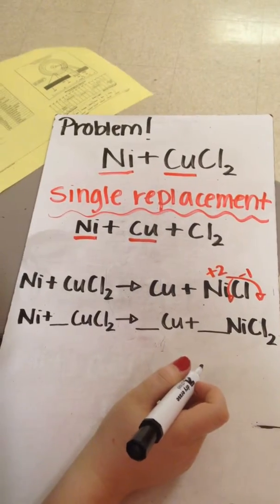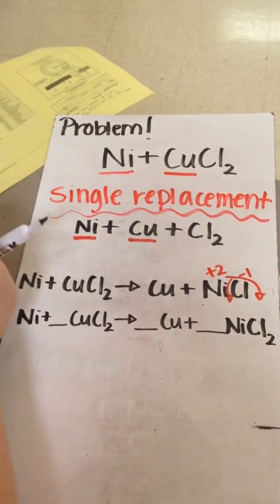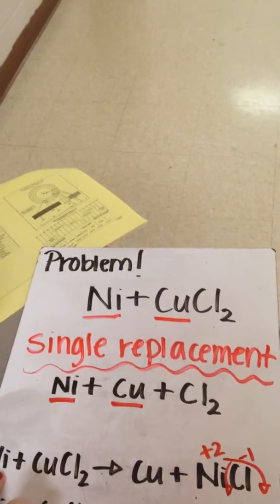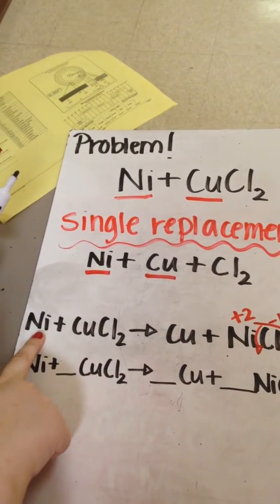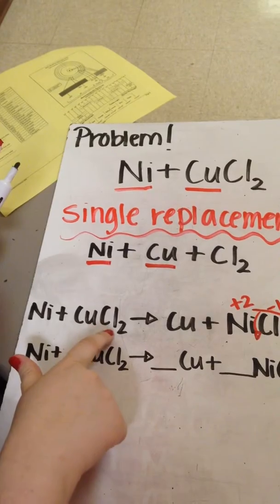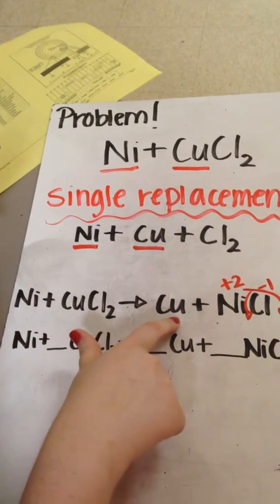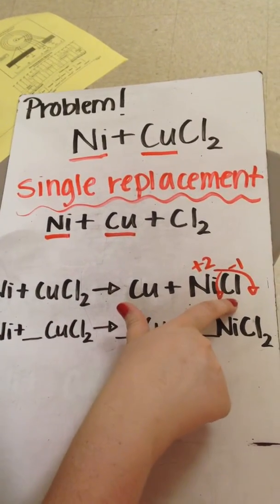So now that we know this reaction will work out, the next step is to write out that nickel will be replacing copper. So the equation will become Ni + CuCl2 yields Cu + NiCl.